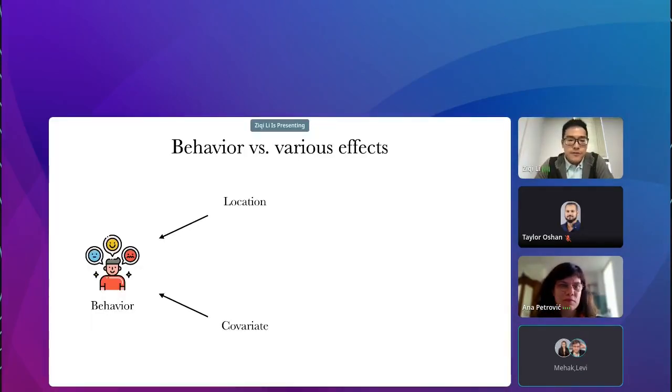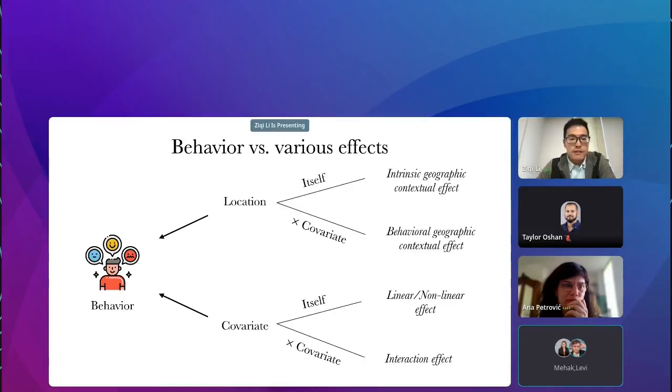Many factors are affecting or correlated with our behaviors. As geographers, we tend to stress the location effect, but at the same time, covariate or other feature effects are equally important.